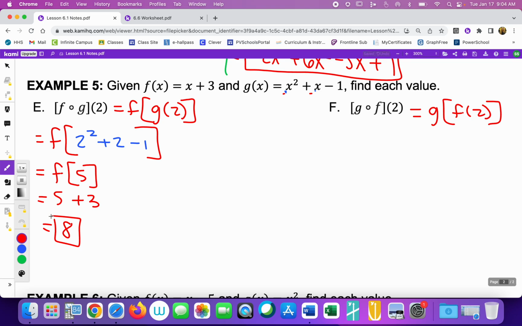So if there's x's still, you are just plugging one function into the other, simplifying it down as much as you can. If it's a number, plug the first number you start with into the inside function, simplify it. Whatever that number is, you plug into the outside function.